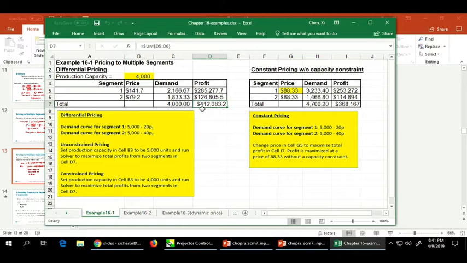So we can see that by adding a product capacity, the profit is decreased, and the demand reduction in the first segment is smaller than the second segment because we want to give more capacity to the more valuable product customers, and it's still a higher profit than if we were to charge a single price.